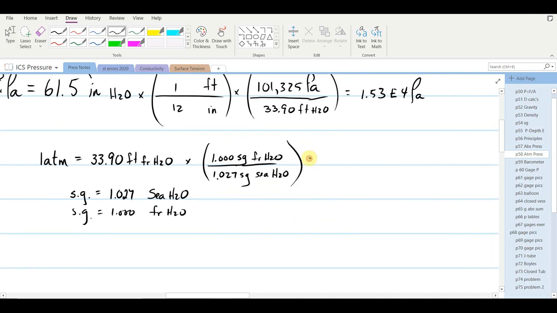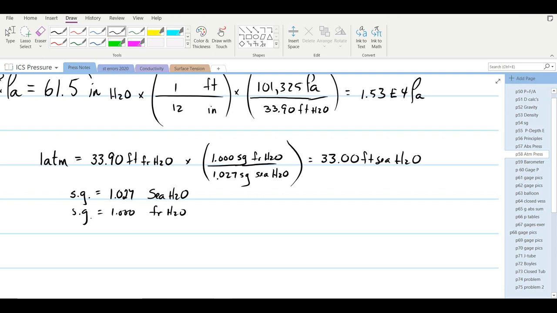So it's actually going to be 33.00 feet of seawater. Now, we'll look at the units in just a second, but think about if this makes sense. It's going to take slightly less seawater to exert the same pressure of fresh water because seawater is denser. It makes sense, right? It has to be.